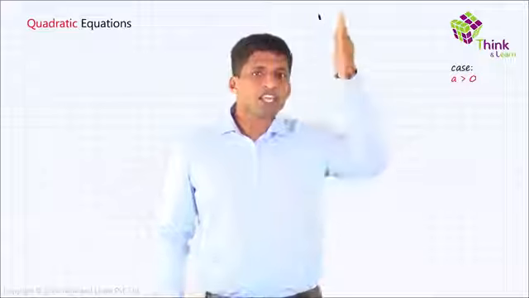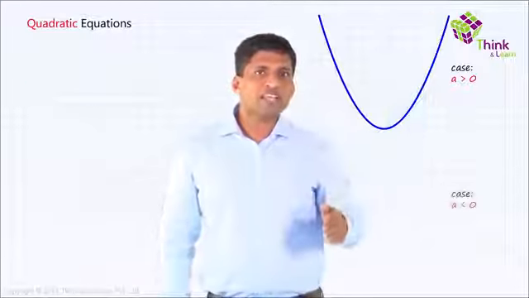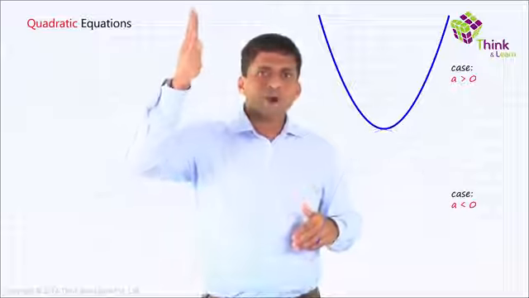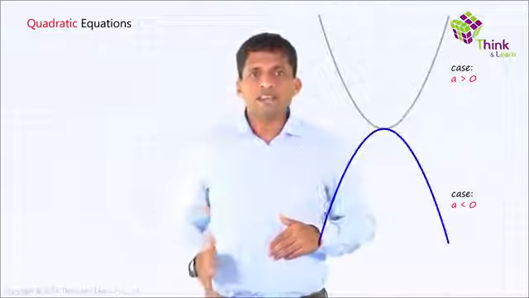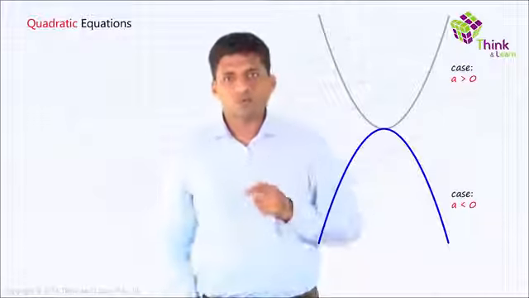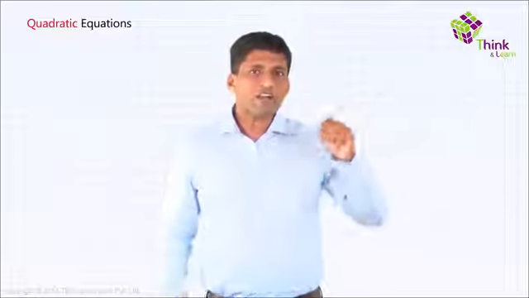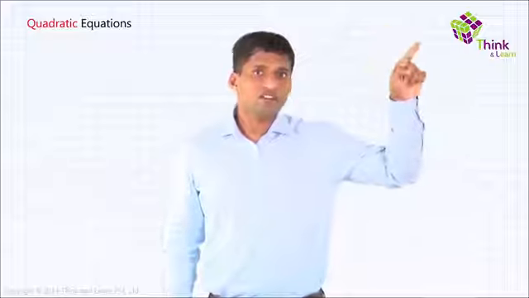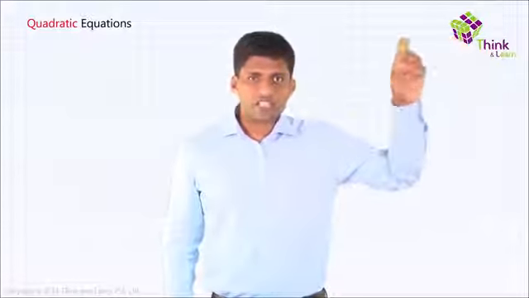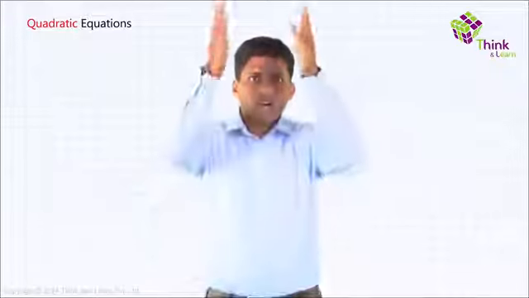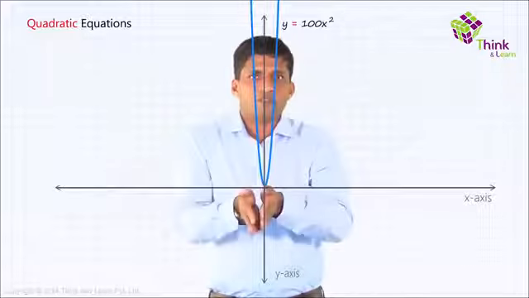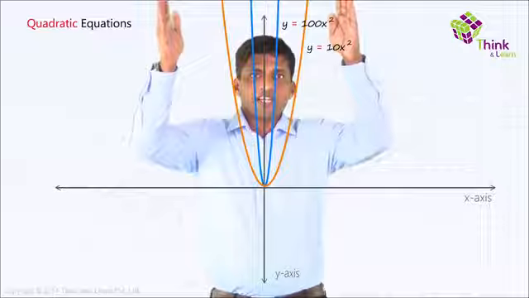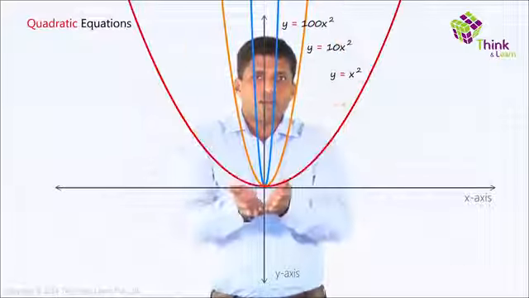You know that when a is positive, the graph will look like this, and when a is negative, the graph will look like this. So starting with a positive, we'll go all the way to a negative, and we'll understand what happens. If I take y equal to 100x square, where a is 100, where there is no b and c in this case, the parabola will be like this. It will be very close. When it's 10x square, it will open up and become like this. When it's 1x square, it will become like this.